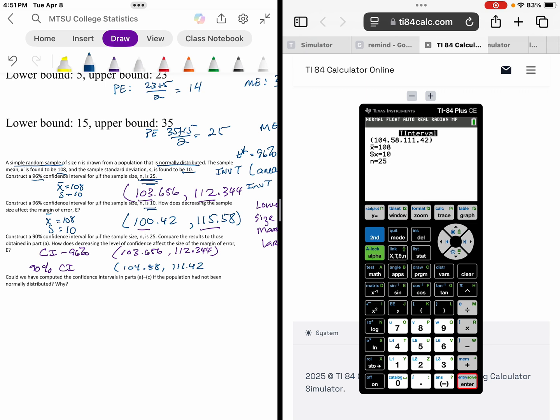So for me, what this looks like, we went from 103 to 104, which means the number got bigger, but the lower bound got bigger at the same time the upper bound got smaller. So we ended up actually making our confidence interval smaller. Our CI got smaller. So margin of error got smaller when n increased.